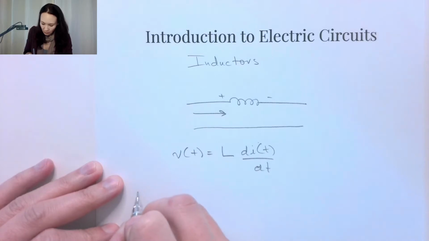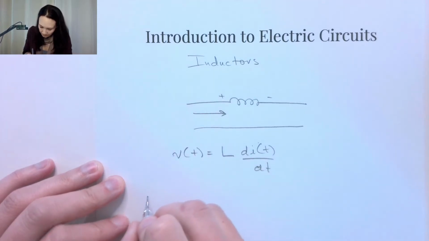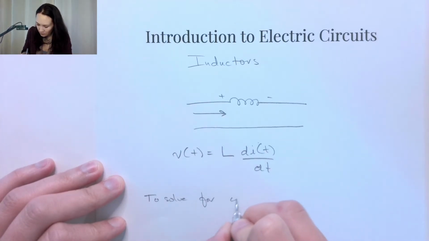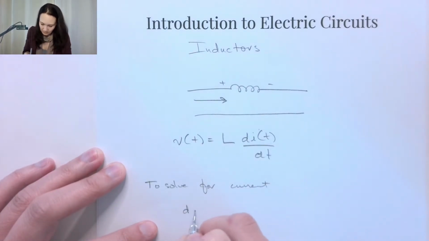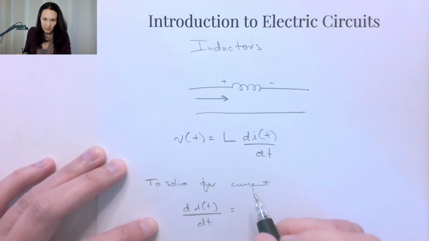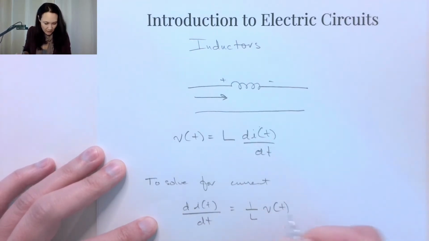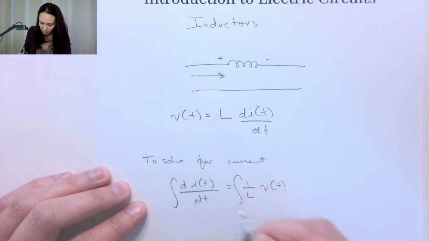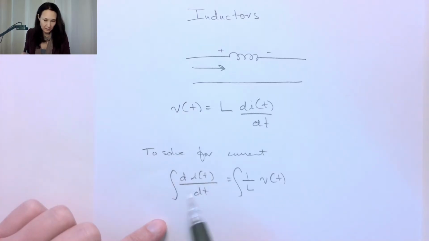And then to get the current, we have to get this term by itself. So to solve for how much current flows through the inductor, I'll do dI/dt here. I'm going to bring everything else to the other side of the equal sign, so I have this by itself, and that's going to be 1 over L times V of t. And then to undo this d/dt, I have to do the opposite of the derivative, which is to take the integral of both sides. By the fundamental theorem of calculus, the integral and the derivative are basically going to cancel each other out.